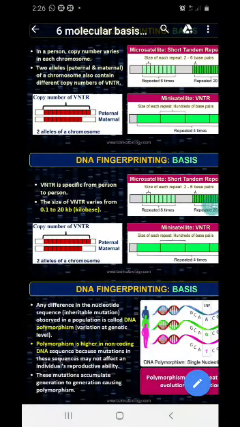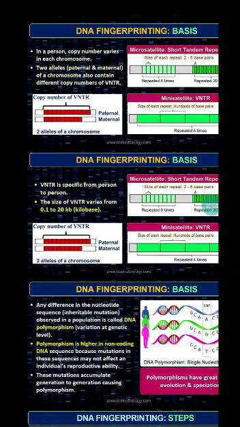Now, the two alleles, paternal and maternal, of a chromosome also contain the same copies of VNTR. Whether it is from a child, from a person, or from the crime site, their paternal and maternal alleles will have the same number of VNTRs. Now VNTR is very specific from person to person, you know that. And the size of VNTR varies from 0.1 to 20 kilobase.